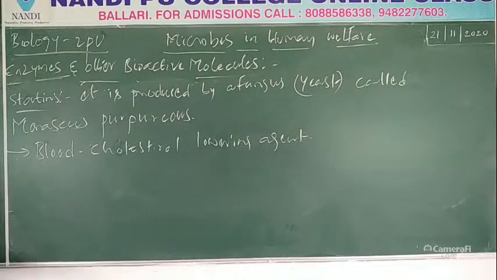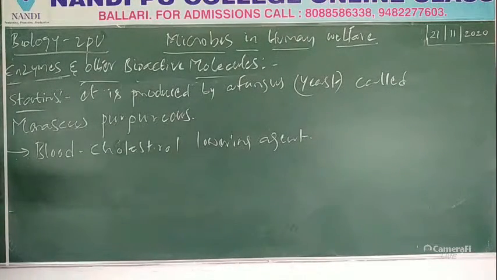competitive examination. Next, statins are produced by a fungus, a yeast, right? It is produced from Monascus purpureus. So it is used as a blood cholesterol lowering agent. In general, it acts by competitively inhibiting the enzyme responsible for the synthesis of cholesterol. It will inhibit the function of the cholesterol synthesizing enzyme. When it binds to the cholesterol synthesizing enzyme, there is no production of cholesterol.